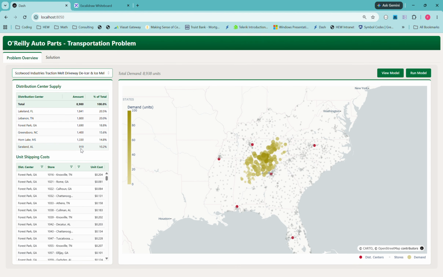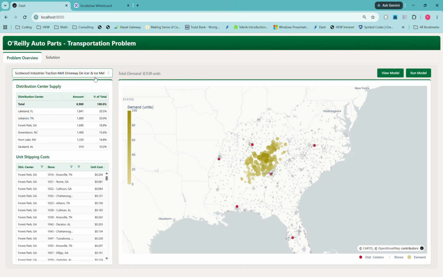Now, the overall problem here is we need to move these products from the supply nodes, aka the distribution centers, to the demand nodes, aka the stores. But it costs a certain amount to move the products around, and that's what this lower left-hand table is going to simulate. I've found a correlation, if you will, between the distance from a distribution center to a store, and I use that as a relationship to come up with some fictitious unit cost of shipping a product.